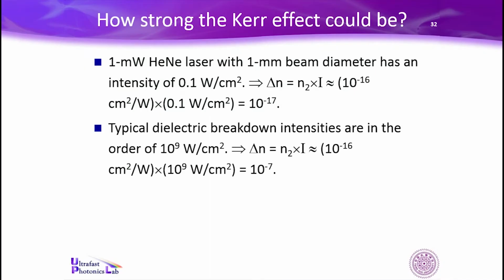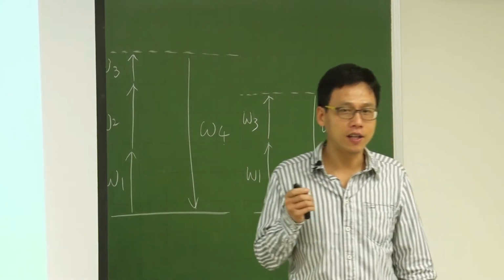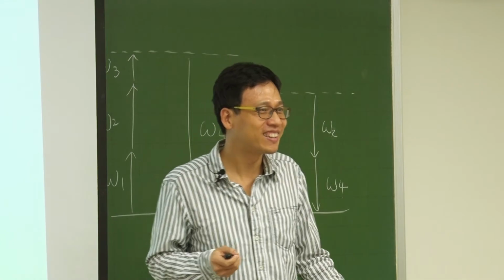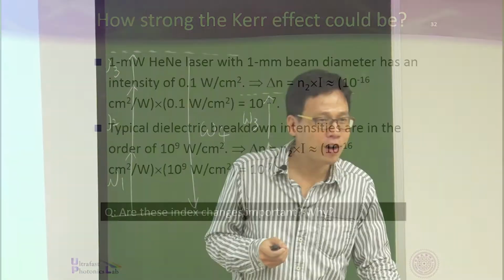In the second example, let's assume the dielectric breakdown intensity. It's in the order of 10 to the 9th watt per centimeter squared, and the index change is about 10 to the minus 7. It's still very small, right? But does a small index change necessarily correspond to a small Kerr effect? That is my following question.